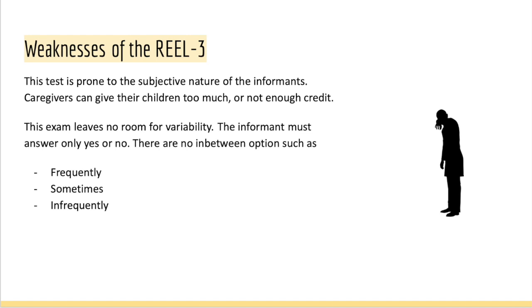While the REEL-3 has many strengths, it also contains room for error. For instance, this test is prone to the subjective nature of the informants. Caregivers can give their children too much or not enough credit. This exam also leaves no room for variability. The informant must answer only yes or no. There are no in-between options such as frequently, sometimes, or infrequently.